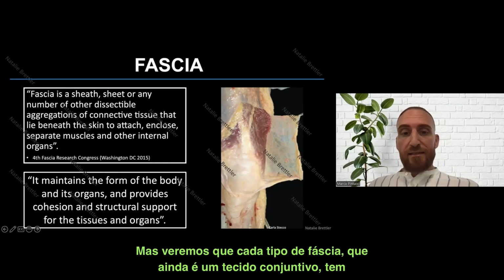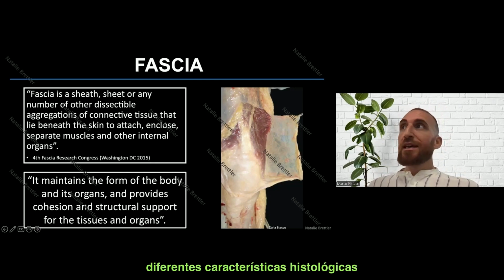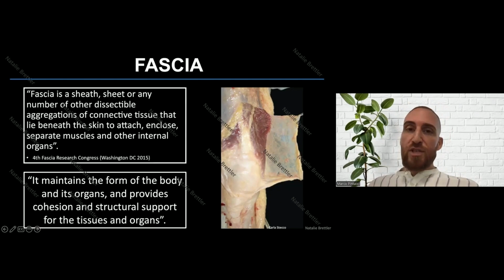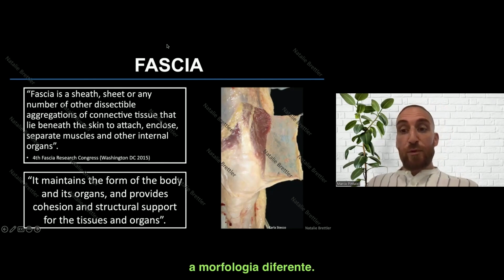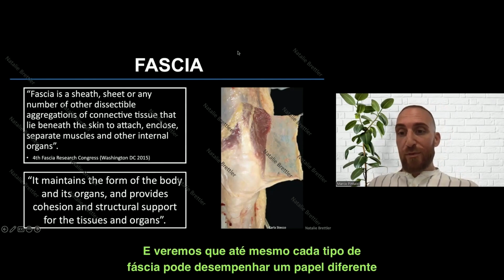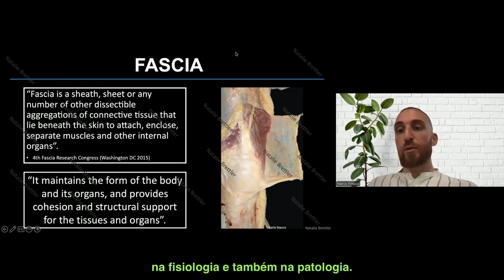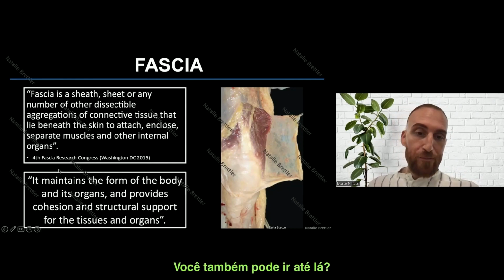But we will see that each type of fascia, which is still a connective tissue, has different histological features and also a different morphology. And we will see that even each type of fascia may play a different role in physiology and also in pathology. Can you go over this one?